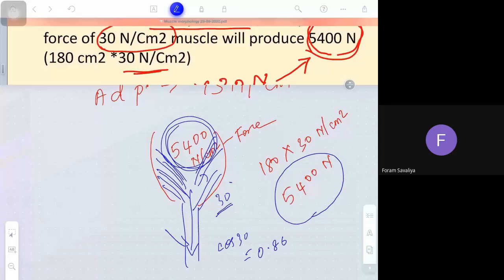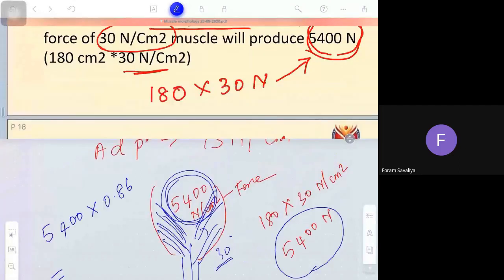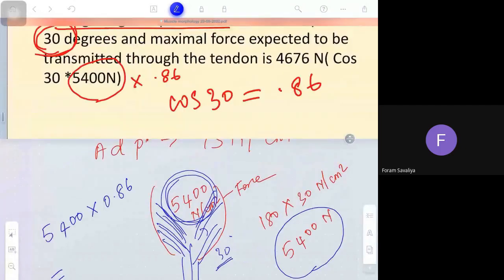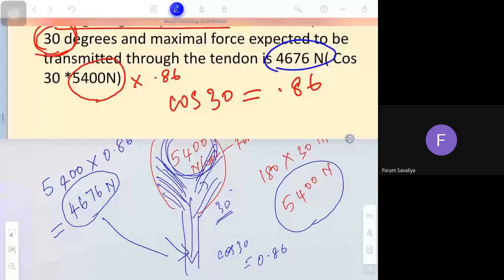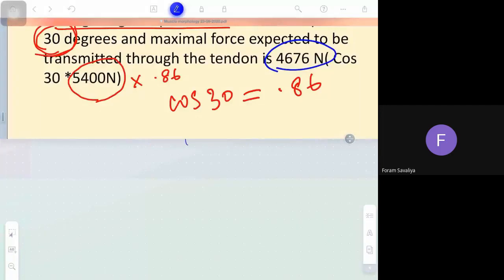5400 into 0.86, which is 4676 Newton. So how much is transmitted to the tendon? 4676 Newton of the force is transmitted to the tendon.